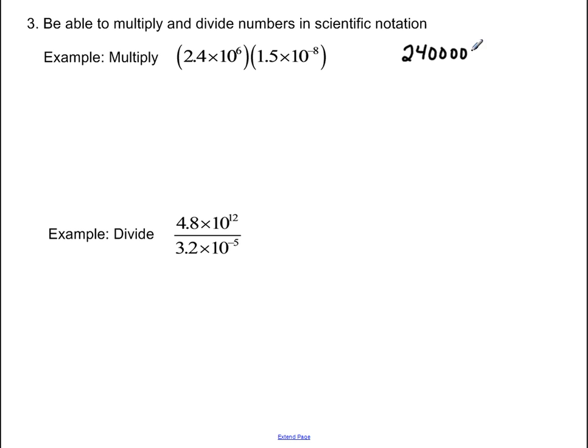2,400,000, right? Because we shifted our decimal place 1, 2, 3, 4, 5, 6 places to the right, times 0.000000015, because we shifted 8 places to the left. We're being asked to multiply these two, right? Look at all those zeros. What do we do with all of that?